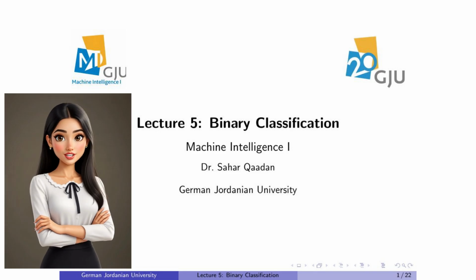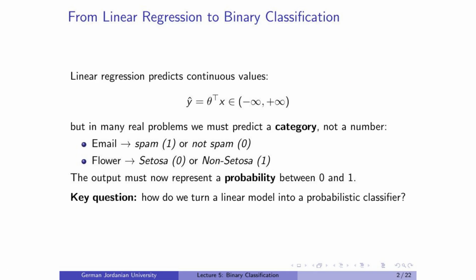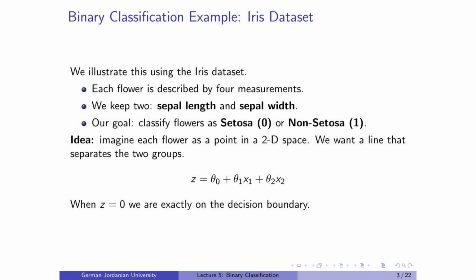for logistic regression. Linear regression predicts continuous values, but for many tasks, we need to predict categories. So instead of getting any real number, we want outputs that represent probabilities between 0 and 1. That's where logistic regression comes in. It transforms a linear model into a probabilistic classifier. We'll illustrate this using the famous iris dataset. Each flower is described by 4 measurements, but we'll focus on 2, sepal length and sepal width. Our goal is to distinguish setosa from non-setosa.